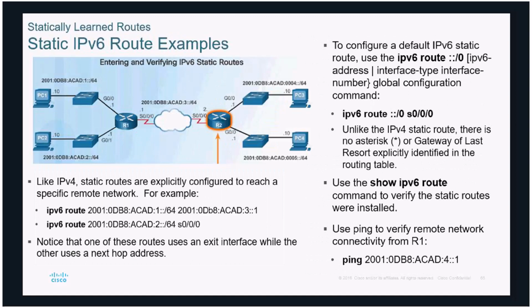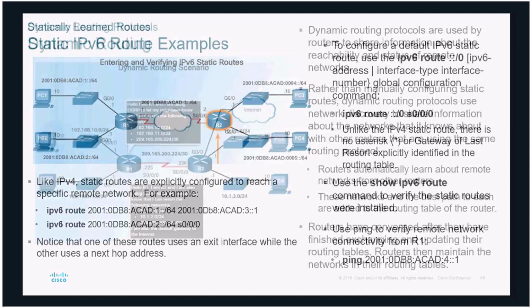Some other examples. IP version 6 is the same kind of style. Configuration, look at this, a /64. One of these routes uses an exit interface, that one there. The other one uses a next hop, which is that one. Here are the configuration commands. You'll be able to do this practically when you do the config activity yourself. It's best learned practically.